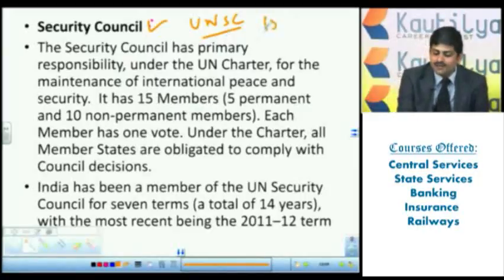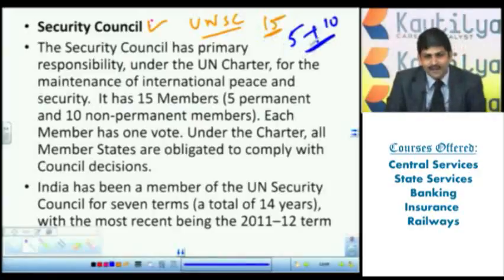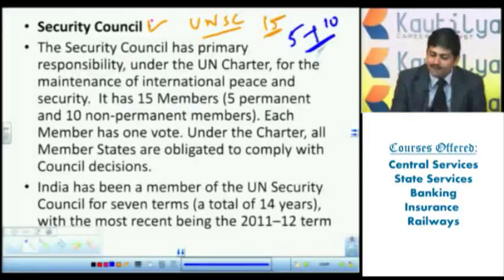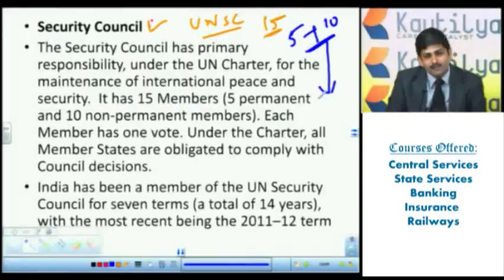It consists of 15 members: 5 permanent members and 10 members elected on a temporary basis. The 5 permanent members are USA, UK, France, China and the Soviet Union, that is Russia. These 5 permanent members enjoy veto power. Apart from these 5 nations, 10 nations are not permanent members, but they are elected on a 2-year basis, on a rotation basis.